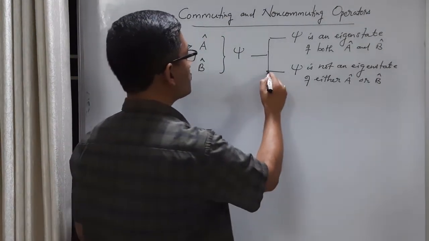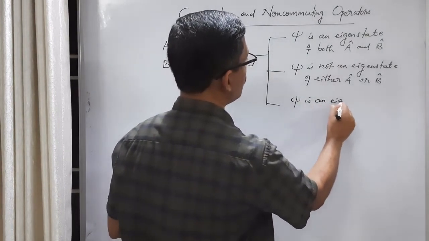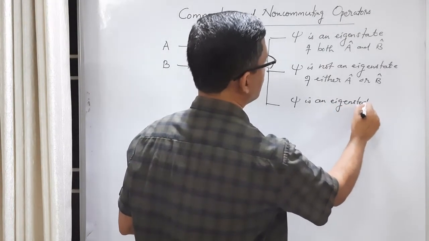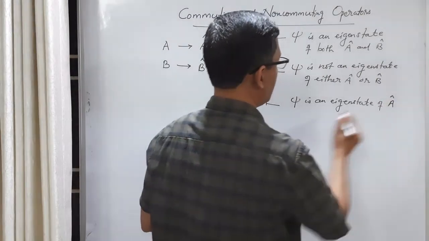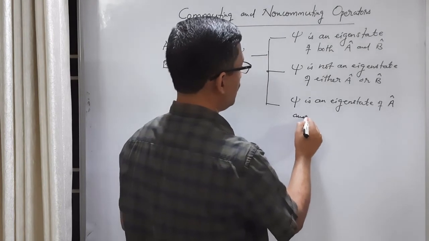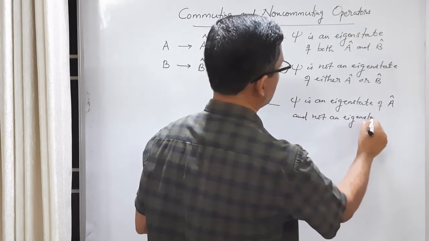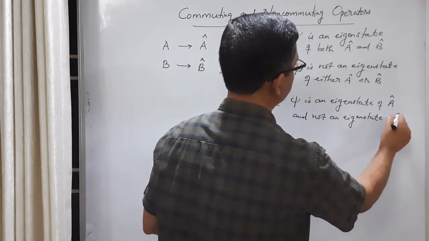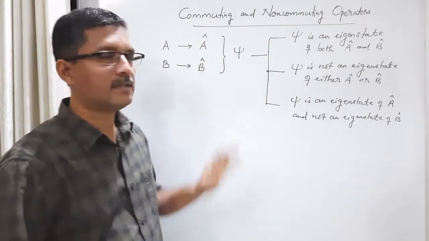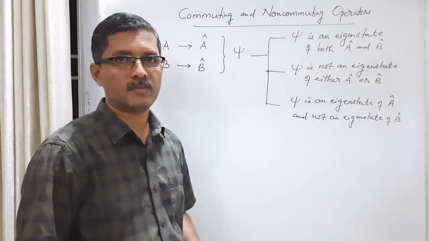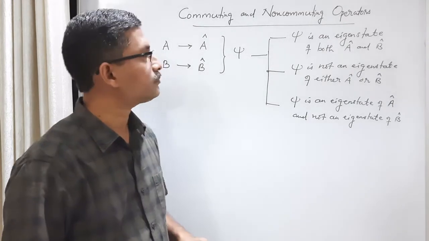Now there can be a third possibility which is minor, that is psi is an eigenstate of one of them. It's an eigenstate of one of the operators, let us say A. Psi is an eigenstate of A and not an eigenstate of B. So when we try to measure two physical quantities in the same state of a system, these are the three possibilities. Let us consider these three possibilities one by one.